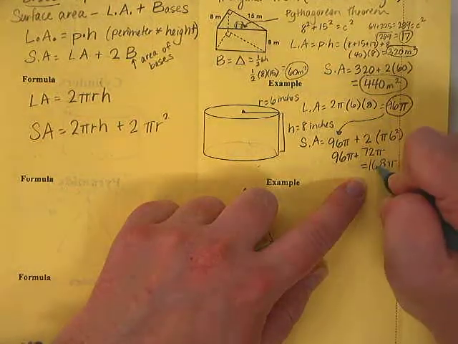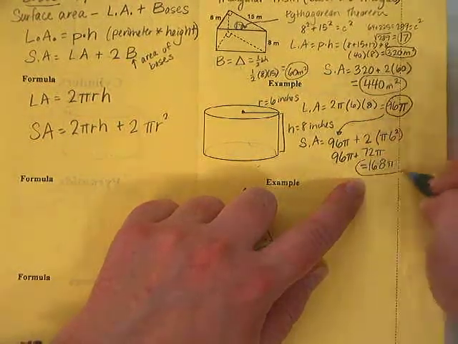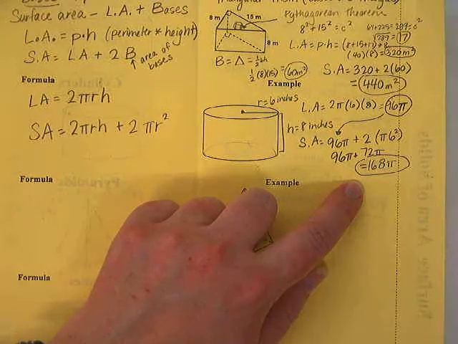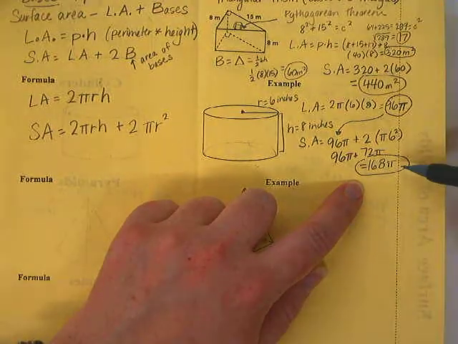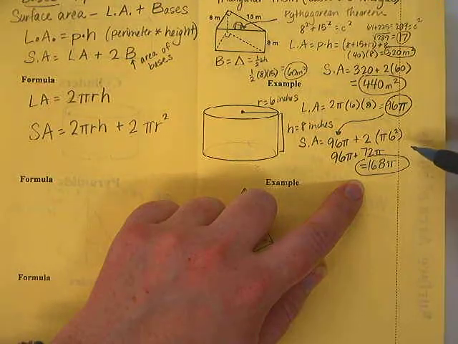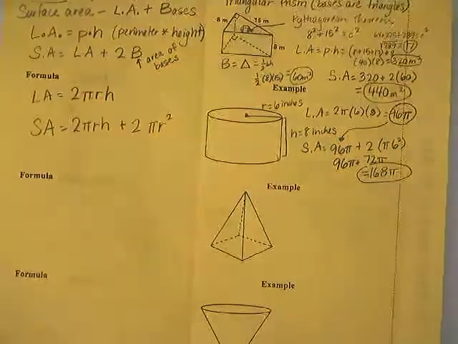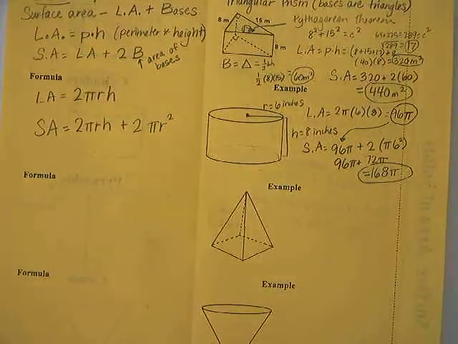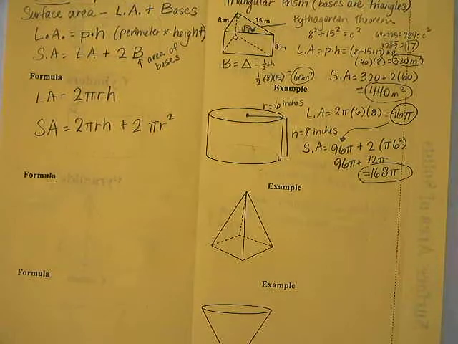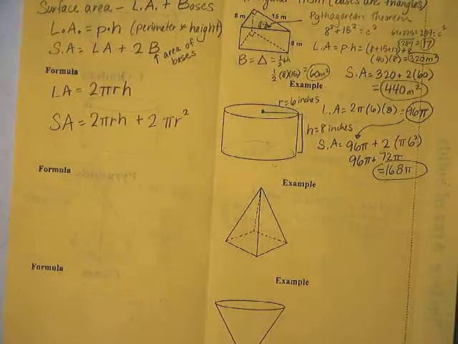So for our final answer, we add 96 pi plus 72 pi. So 6 plus 2 is 8. It's just combining like terms, so we just have the single pi there. And what's 9 plus 7? 16. So would you say that the surface area of the cylinder is 168 pi?